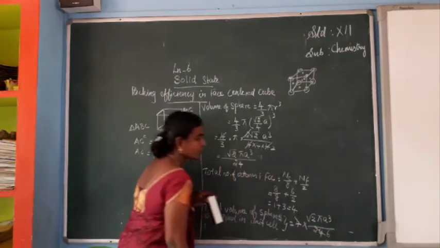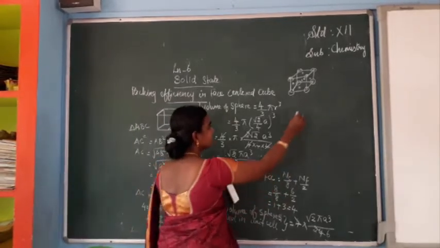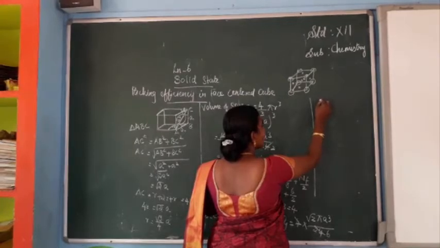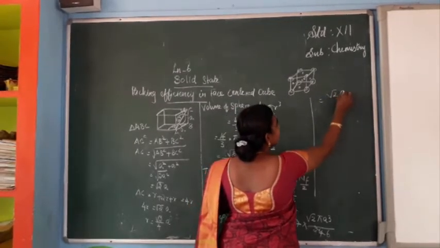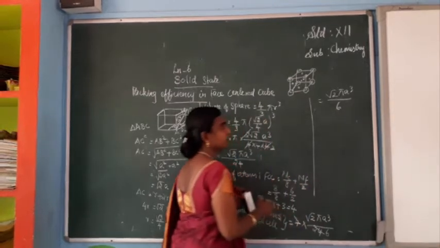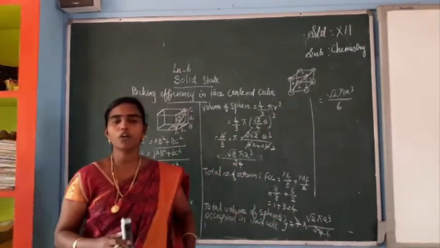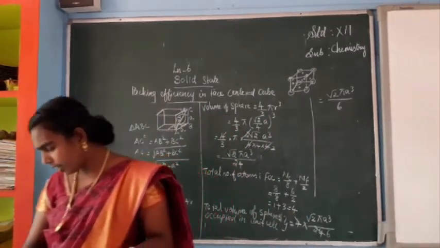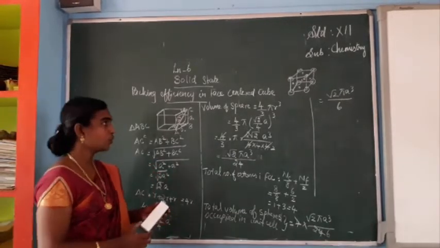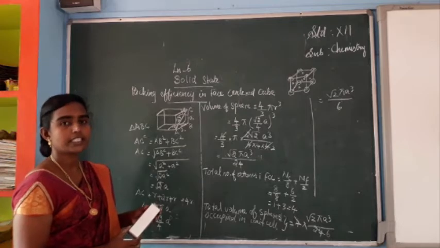6. So we are getting the value root 2 pi a cube divided by 6. Okay. So the total volume of spheres in one unit cell we have calculated, isn't it? So that is root 2 pi a cube divided by 6.